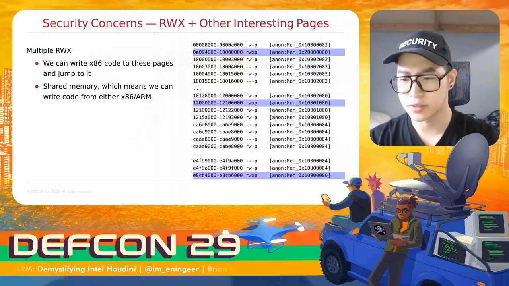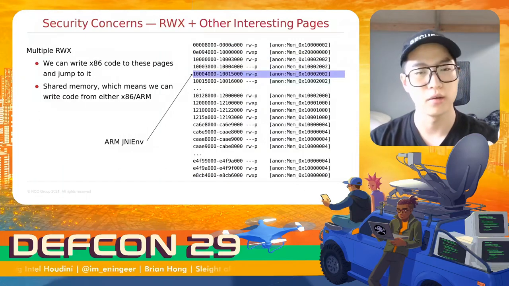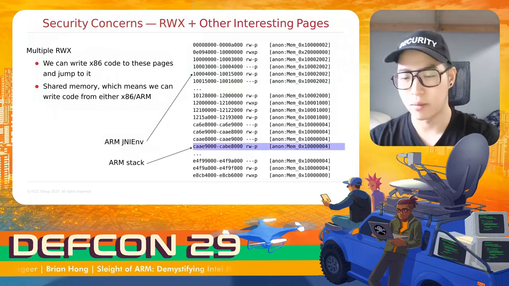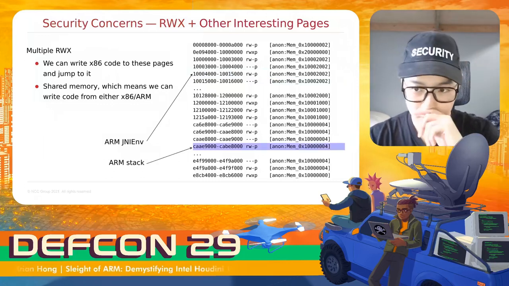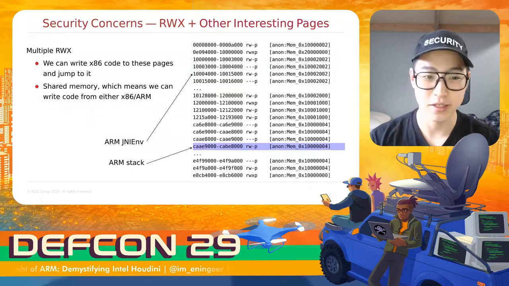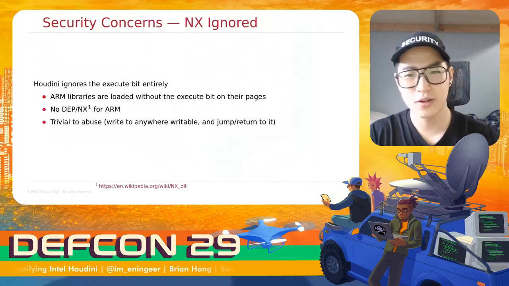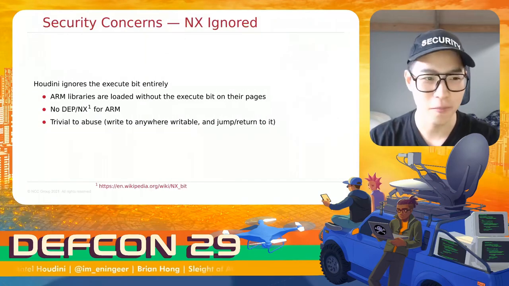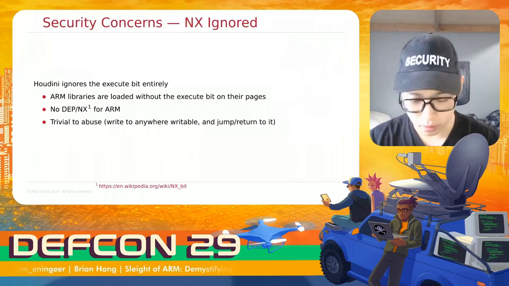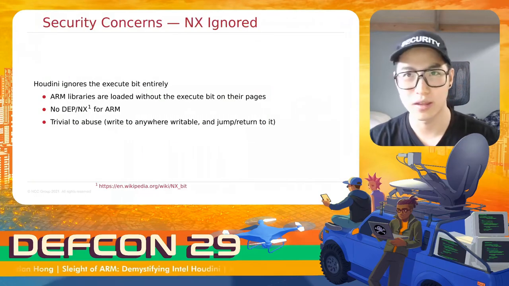So just to show you what some of these are used for, the ARM JNIMV, the one filled with trap instructions, is in there. The ARM stack is in that memory region. So back to security concerns. We have RWX pages in x86, so what about trying to get code execution on ARM? It turns out Houdini ignores this bit entirely, which just means you could write code anywhere and jump to it, and I don't think I need to explain why that's an issue.